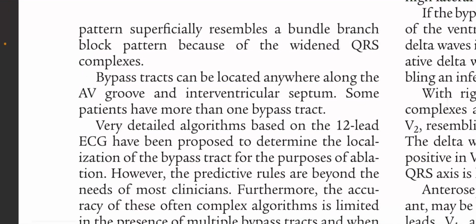This pattern superficially resembles a bundle branch block pattern because of the widened QRS complex. Bypass tracts can be located anywhere along the AV groove and interventricular septum. Some patients have more than one bypass tract.